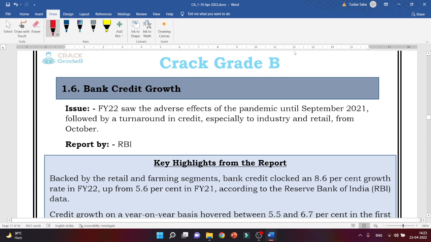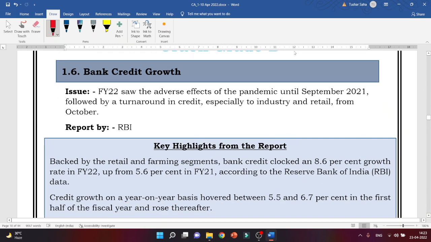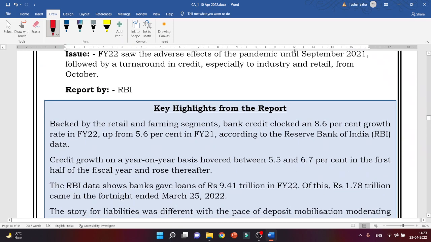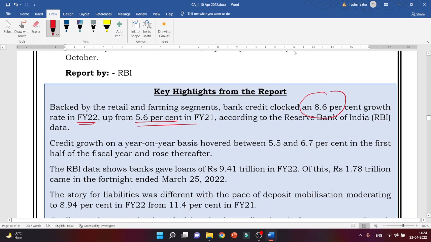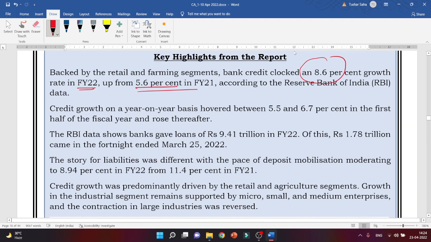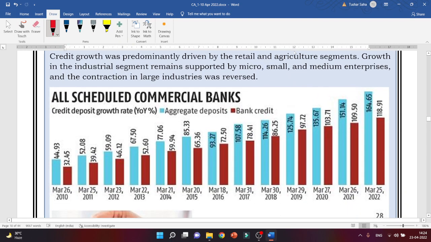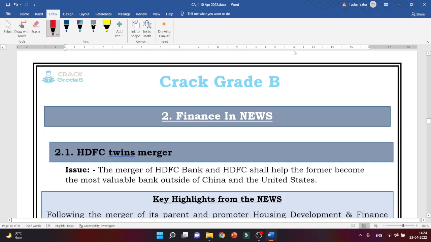Then bank credit growth based on the last financial year, okay, until September 2021. What we can see is it's an 8.6% growth rate in financial year 22, up from 5.6% in 21. So this shows that they have increased their asset book, right? Because what is bank credit? What is credit for banks? The credit for banks is an asset. So that is how they have increased their asset book. So now let's move to the next one.